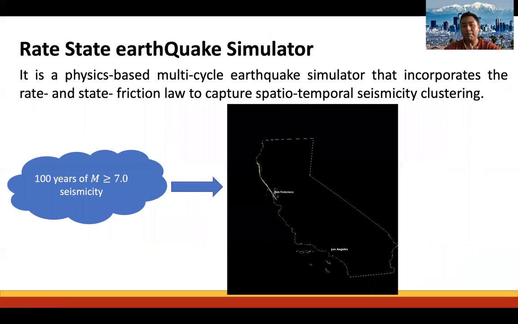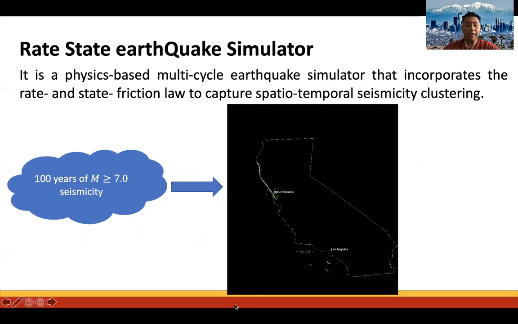RSQSim is a physics-based multi-cycle earthquake simulator which captures the earthquake cycle in three different states. State 0 is the interseismic period, state 1 is the nucleation period, and state 2 is the rupture propagation period, in which RSQSim allows for stress transfers. It also incorporates rate-and-state friction laws to capture the spatiotemporal seismicity clustering.